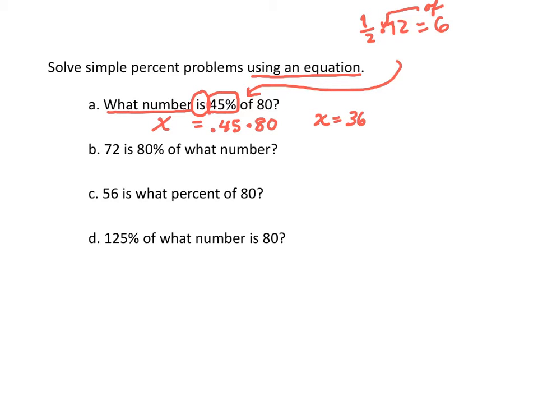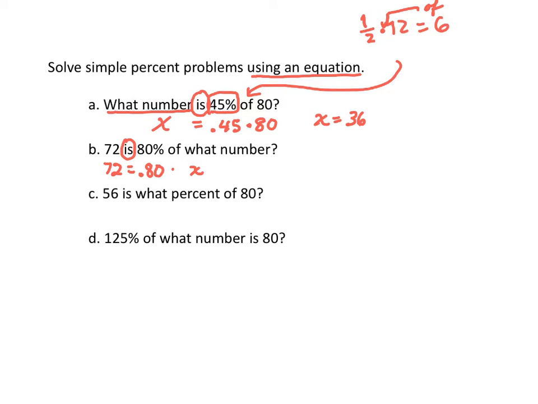All right, let's try the next one. 72 is 80% of what number? All right, so I'm just going to write 72. Is, that's my equal sign. 80%, 0.80. Of what number? Times x. What number is the x?